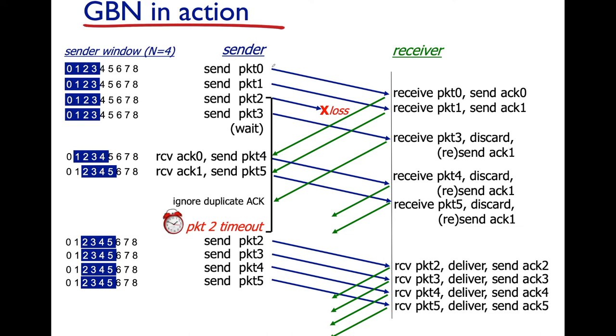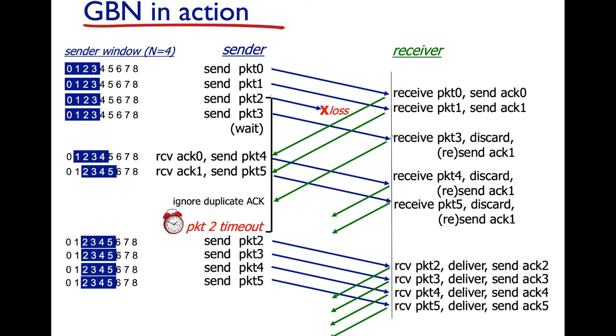So we start out, we send packet 0, packet with sequence number 1, packet 2, and packet 3. And let's assume packet 2 gets lost. Packet 0 arrives, the receiver gets packet 0 and sends ACK 0. Packet 1 arrives, the receiver gets packet 1 and sends ACK 1. Okay, so everything is good.